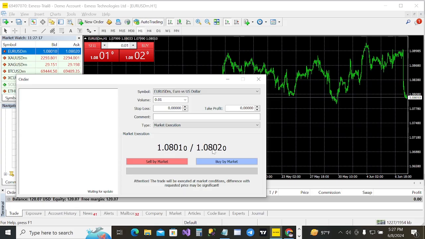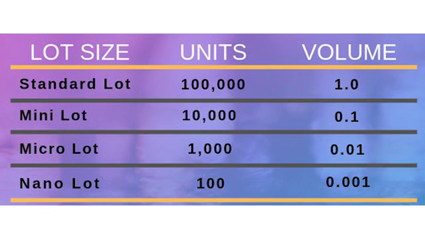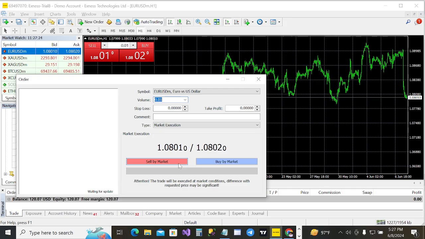1. Standard lot. This is the equivalent of 100,000 units of the base currency in a currency pair. It's the largest lot size most retail traders use. 2. Mini lot. This is 10,000 units of the base currency. It's 1/10 the size of a standard lot.